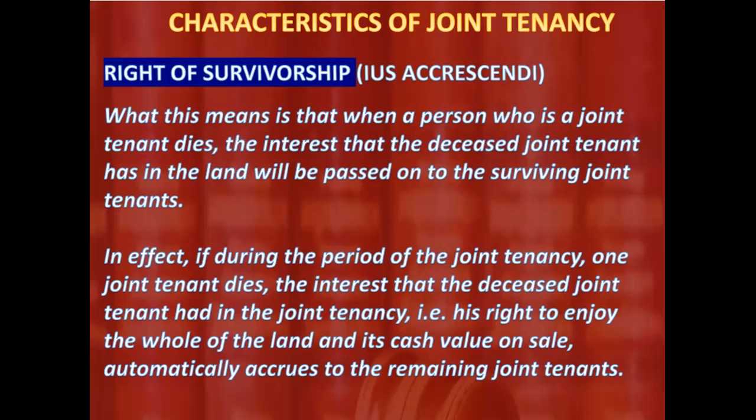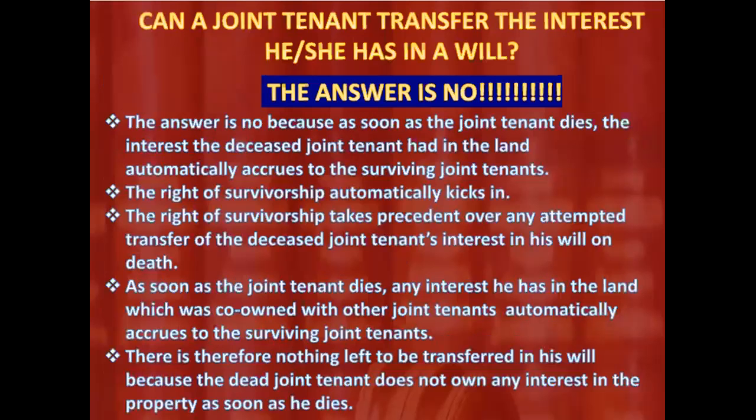One question that has arisen under joint tenancy is whether a joint tenant can transfer his interest in his will. So if property is owned by four people as joint tenants, can one person say, "I give the share I own in this property that I own jointly with my wife and my children, I give my share to my partner at work"? Is it possible to say so? The answer is an outright no.